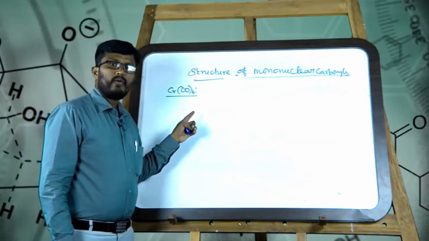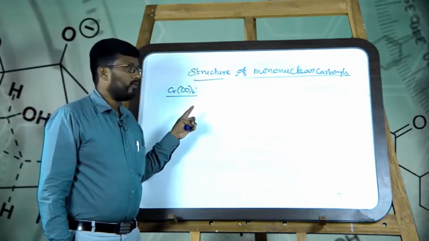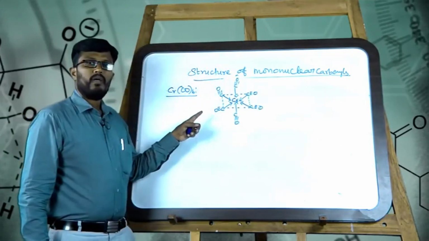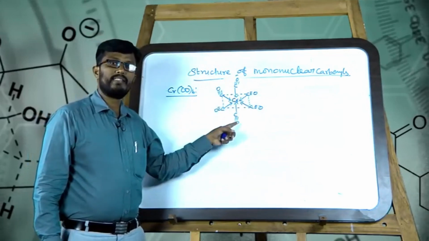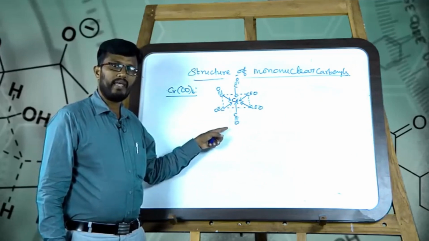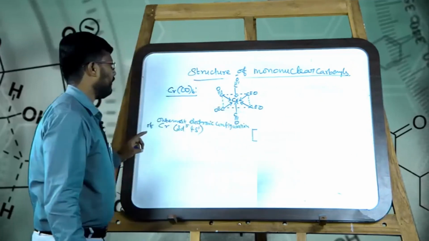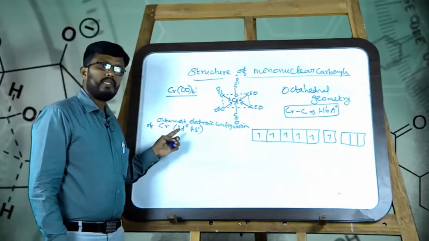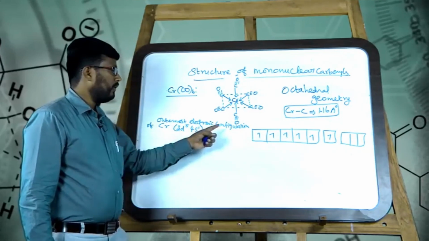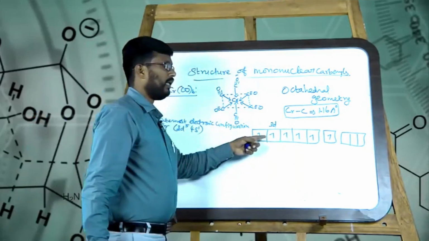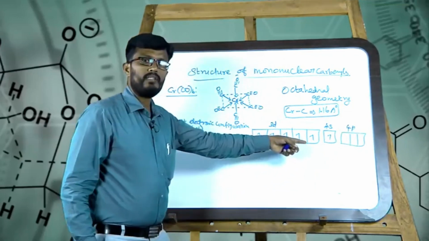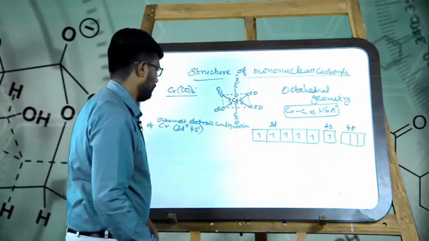The next one is chromium hexacarbonyl. It is also a mononuclear carbonyl. Here the chromium is surrounded by 6 carbonyls. These 6 carbonyls tend to donate electrons to the chromium metal atom. The outermost electronic configuration of chromium is 3d5 4s1. The 3d orbitals contain 5 electrons, and the 4s orbital contains 1 electron.